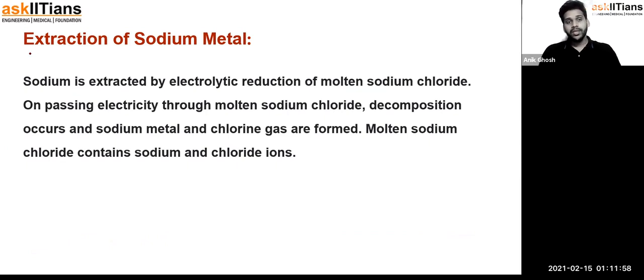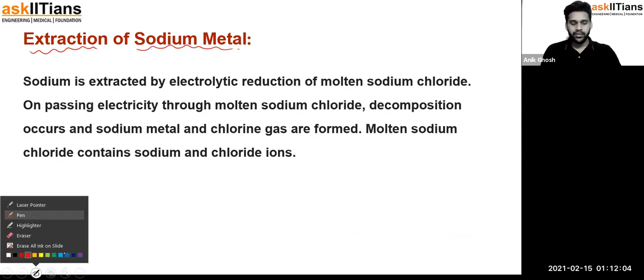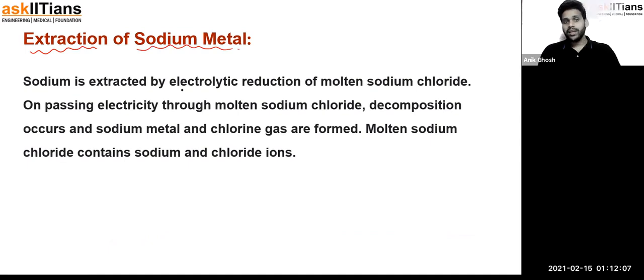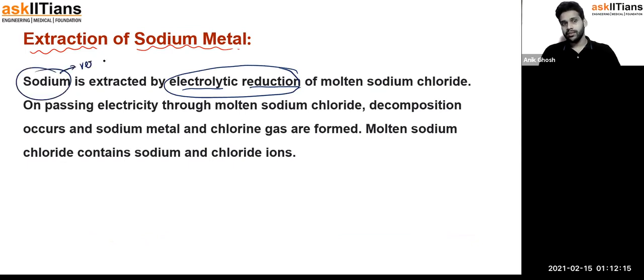So first thing is extraction of sodium metal. How extraction is done for sodium metal. Sodium is extracted by electrolytic reduction. As I told you, for the elements that are very highly reactive, like sodium, we cannot use any reduction processes other than the electrolytic reduction of molten sodium chloride. So we need to melt it. And if we do not use this molten sodium chloride, if we just use some aqueous NaCl, then this process would not occur.